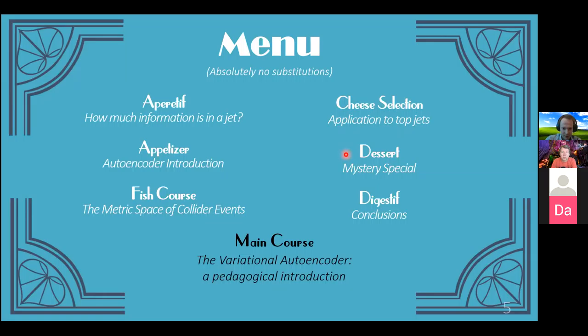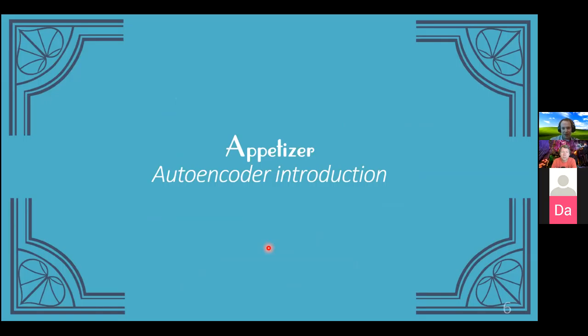And then the dessert is a mystery special. You'll see it when we get there. And then finally, the digestif is the conclusions. And if you want to doze off at some parts of the talk, that's fine. I just want to emphasize that the point where I really want you to pay most attention is during the main course. And the rest of the talk is mainly there to provide context to what I'm talking about in the main course. Okay. So, the autoencoder.